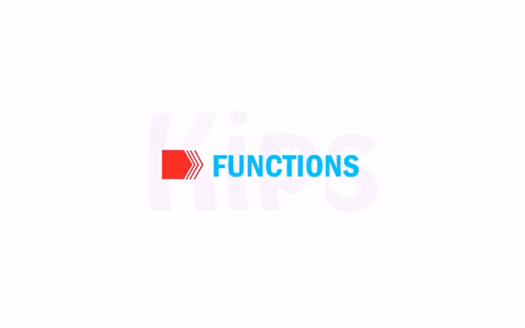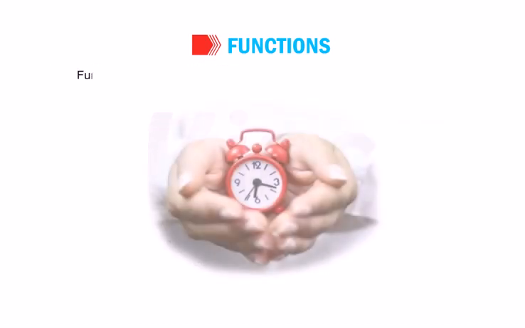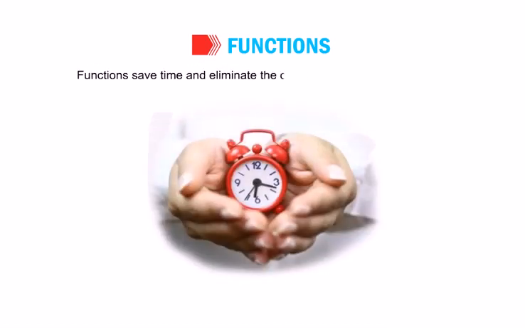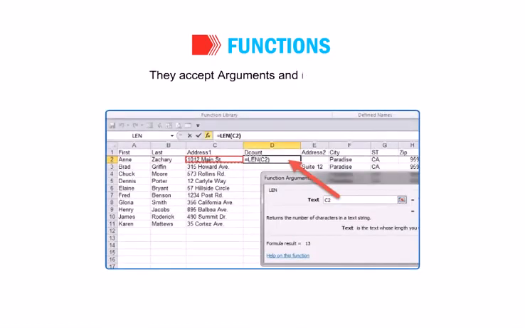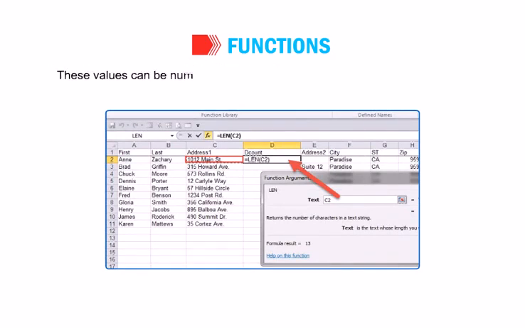Let's now talk about the functions. Functions are the pre-designed formulas in Excel to perform both simple and complex calculations. Functions save time and eliminate the chance of writing wrong formulas. They accept arguments and return values. Arguments are the input values to a function upon which calculations are performed to find the final result. These values can be numbers, text, etc. and are enclosed within parentheses.